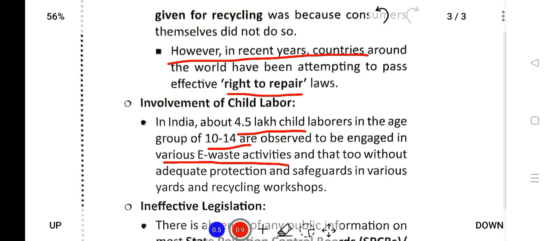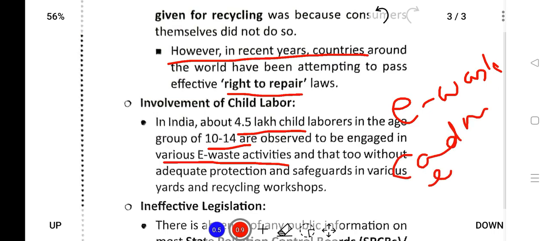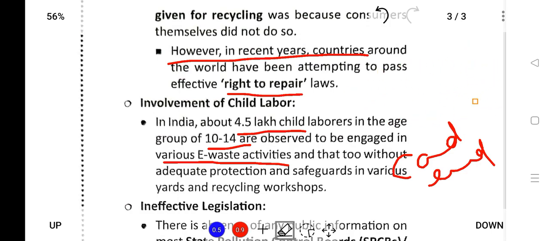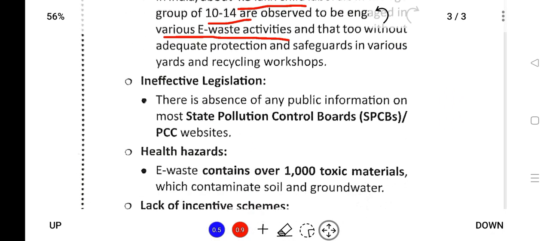various e-waste activities, and that too without proper protection, because e-waste means electronic items that contain various chemicals and metals like cadmium and lead, and batteries also consist of sulfuric acid and hydrochloric acid, etc. So dangerous items are there in it. So this has a harmful effect on the children.